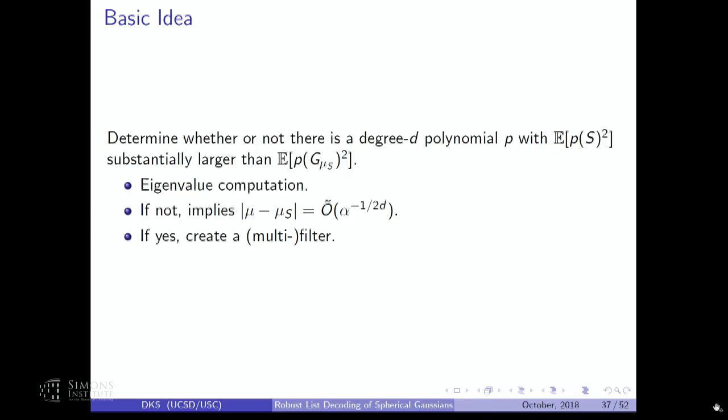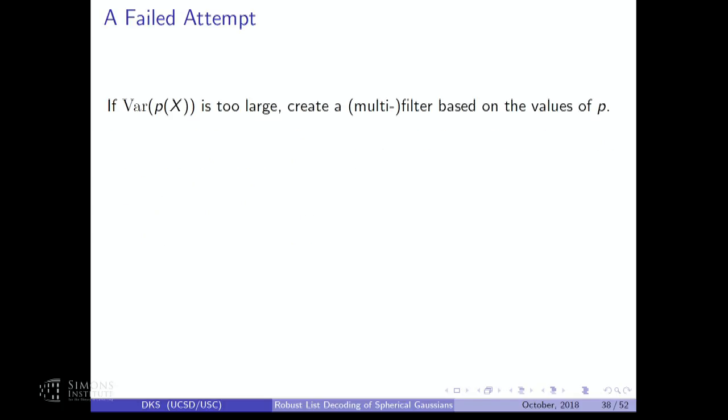The error between mu and the sample mean is O tilde of alpha to the minus 1 over 2d. And if there is such a p, we could hope to create some kind of a multi-filter. What you'd like to be able to say is that the variance of p of x is larger than it should be. So we're just going to look at the values of p, find the outliers, and throw them away. Or maybe we're going to take two overlapping sets and do the same sort of thing.